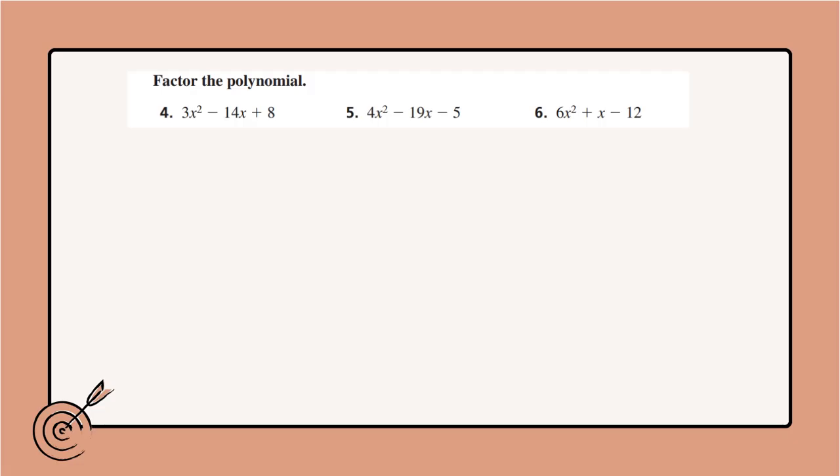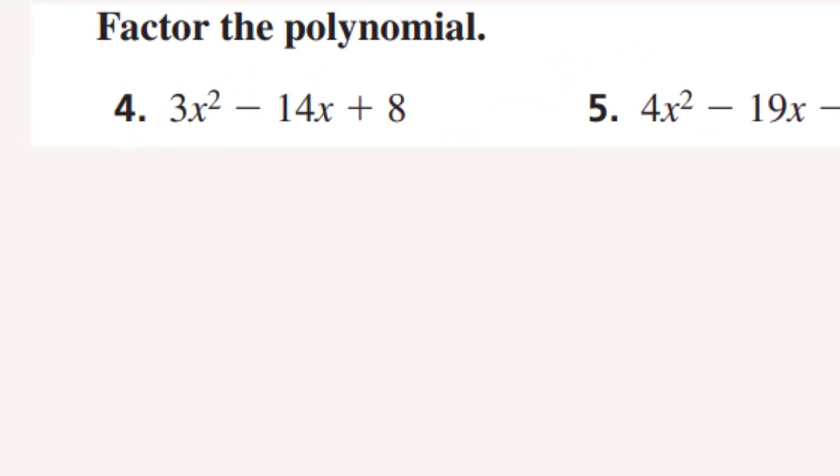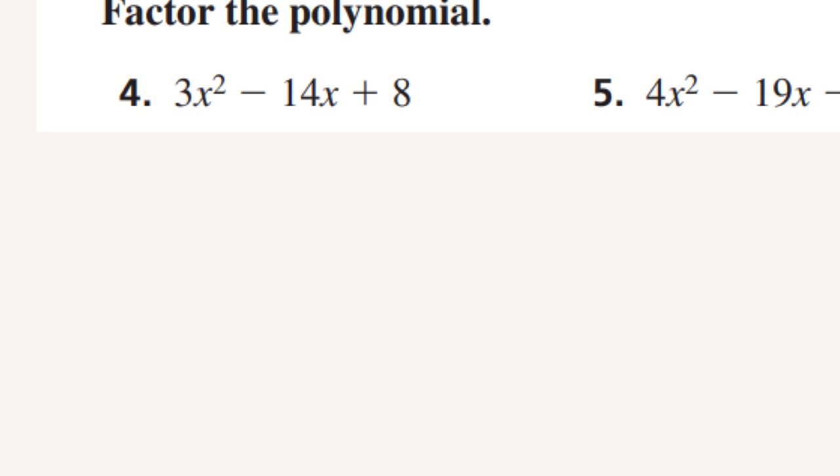So we continue factoring the polynomial. Is there a GCF here? 3, 14, and 8? No. So I know C is positive, B is negative. Both of my P and Q are going to be negative. Multiply A times C, which gives me 3 times 8, 24.